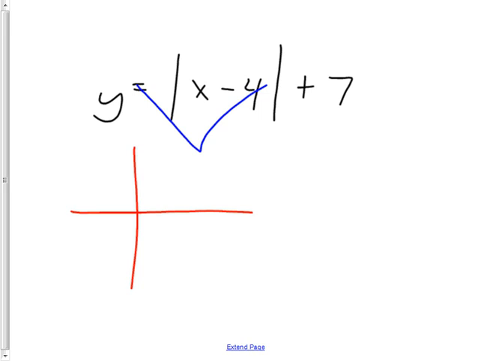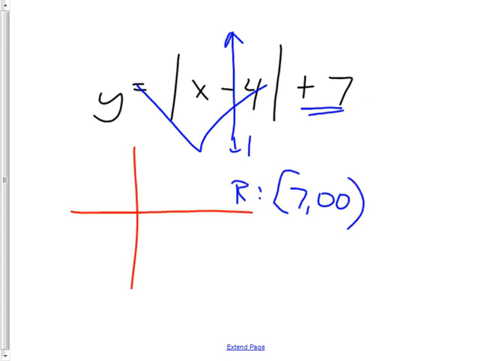And then can you generally tell me my range? Well, it goes from here, which is 7. Yep. That's how far up it was. To how far will it go up eventually? Infinity. So my range would be from 7 to infinity. And my domain was from negative infinity to positive infinity.